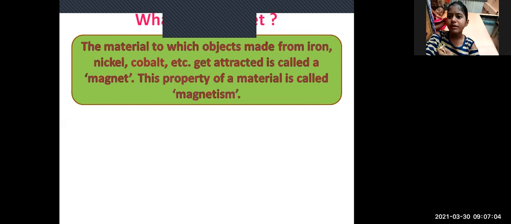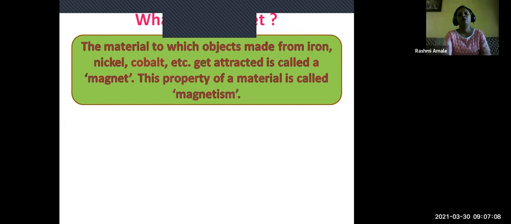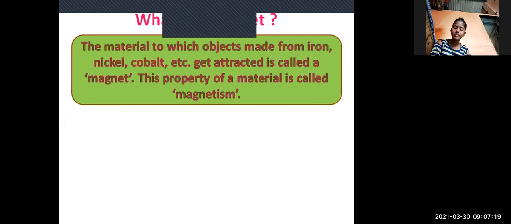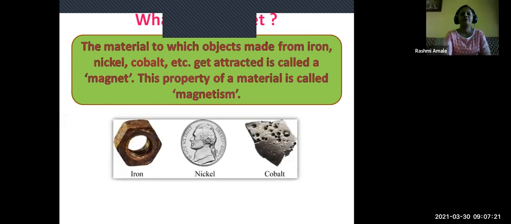The property of a material is called magnetism. Very good. So the material to which all these three objects made from iron, nickel, cobalt get attracted is called a magnet. And this property of a material is called magnetism. So here you can see materials or objects made from iron, nickel, cobalt. They are going to get attracted to a magnet.